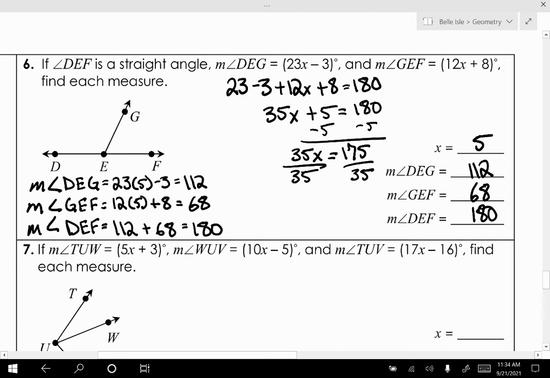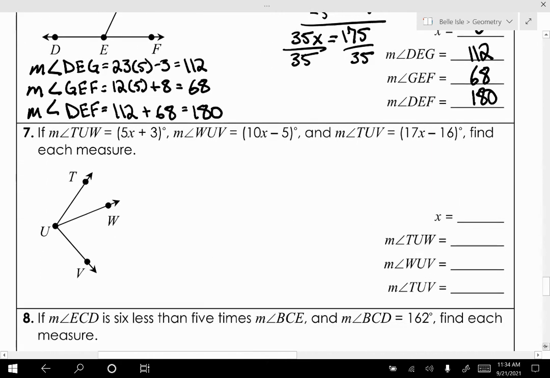Okay, last one I want to look at is, let's please look at number 10. I want you to try it first.